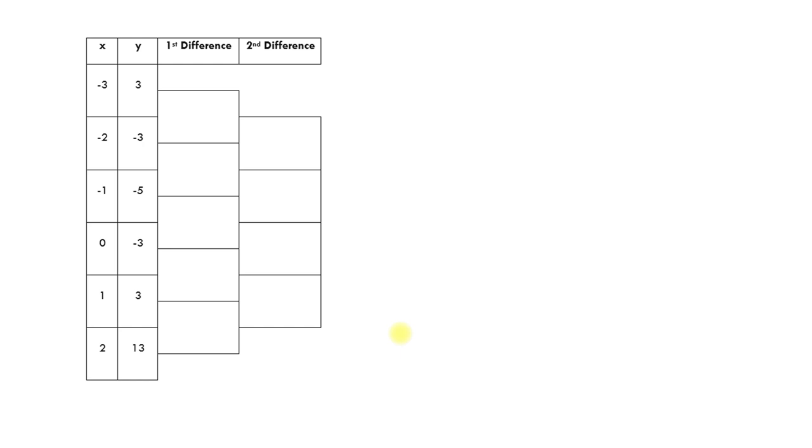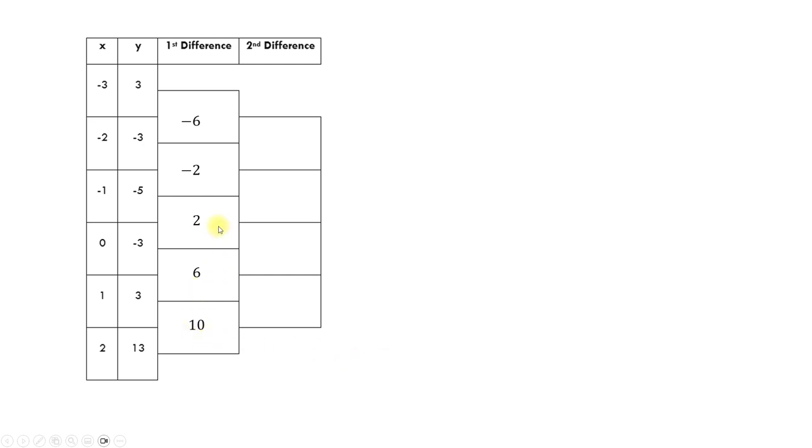Here's another table of values. We'll calculate our first differences again. -3 minus 3 is -6. -5 minus -3 is -2. -3 minus -5 is 2. 3 minus -3 is 6. 13 minus 3 is 10.